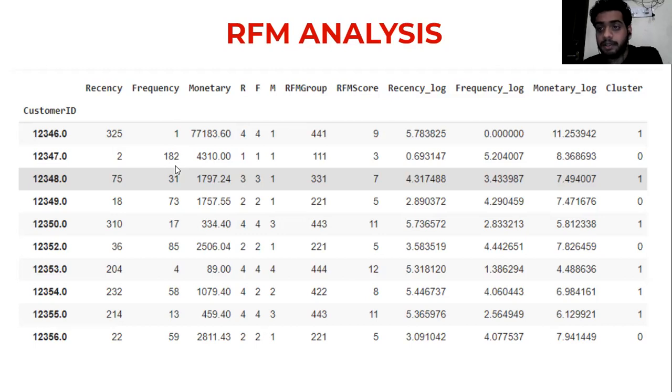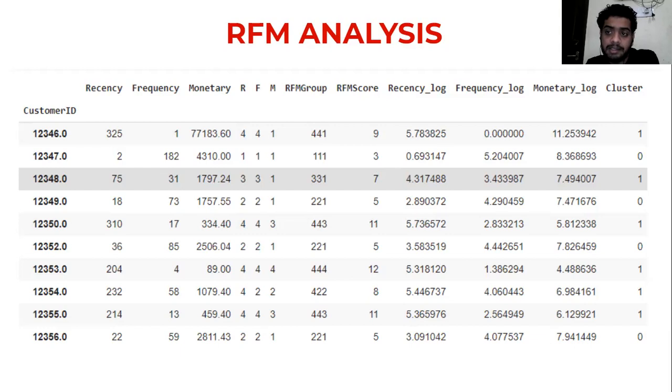the number of times he visited the store is 182, and recency means the last time he visited, that is 2 days ago, and after 2 days he visited the store again. The frequency value is 182, and he spent a monetary value of almost 4310. That's why he is a valuable customer to the online store, and that's why we get the score 111, and we combine the numbers to get 3, and 3 is the best optimal number for a loyal customer.